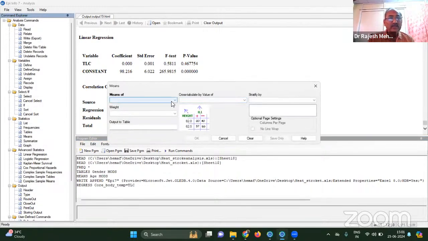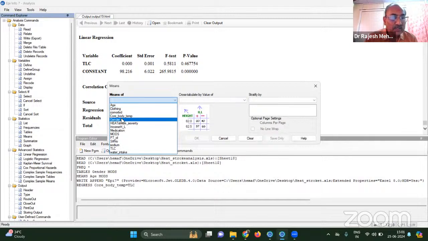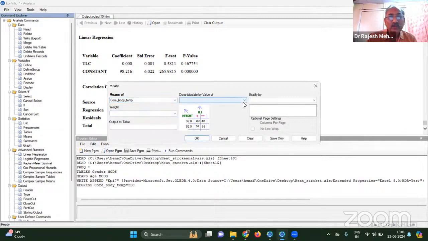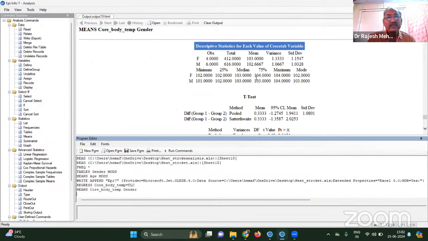Or you can go for the mean of the core temperature of the body versus gender, to see whether there is an effect or not. You can see a very small difference, 102.670, right?